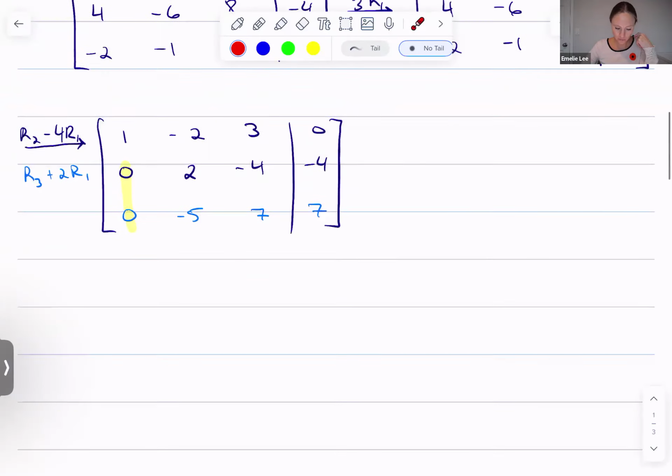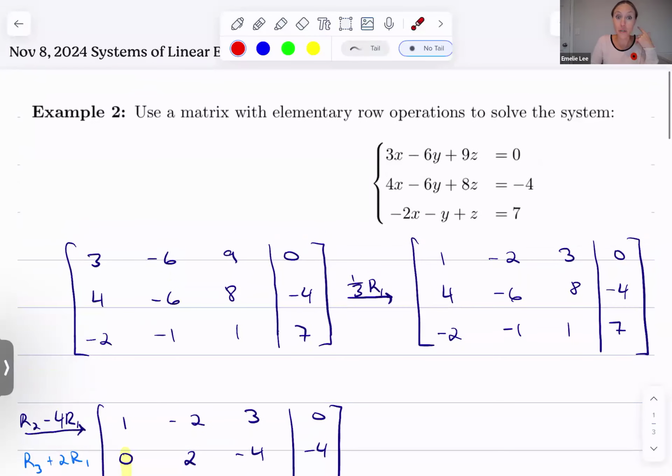Okay. So we were working on example 2, which said to use a matrix with elementary row operations to solve the system. And so the first thing that we do is we set up this system of equations as a matrix. And so we use the coefficients, and we talked about last day how that's a little bit easier than carrying the X's and Y's and Z's forward. And then we separate the equal sign essentially with this vertical bar, to show that, okay, the solutions are here on this side.